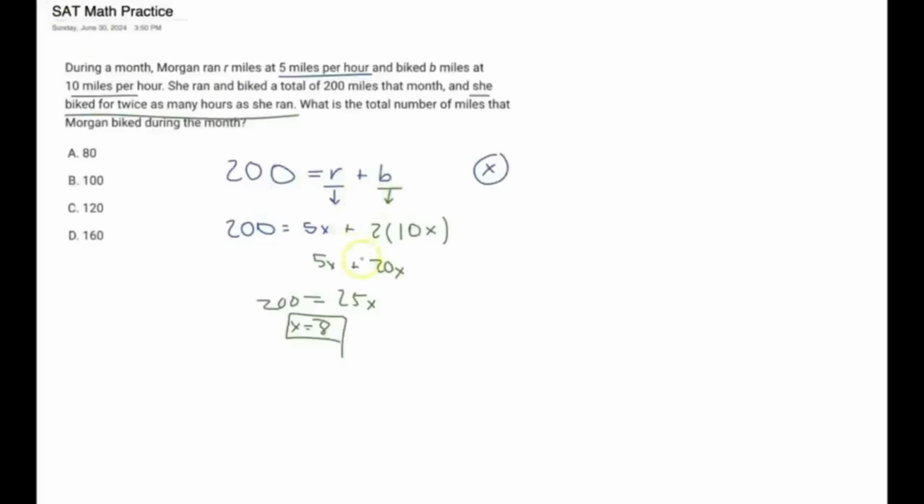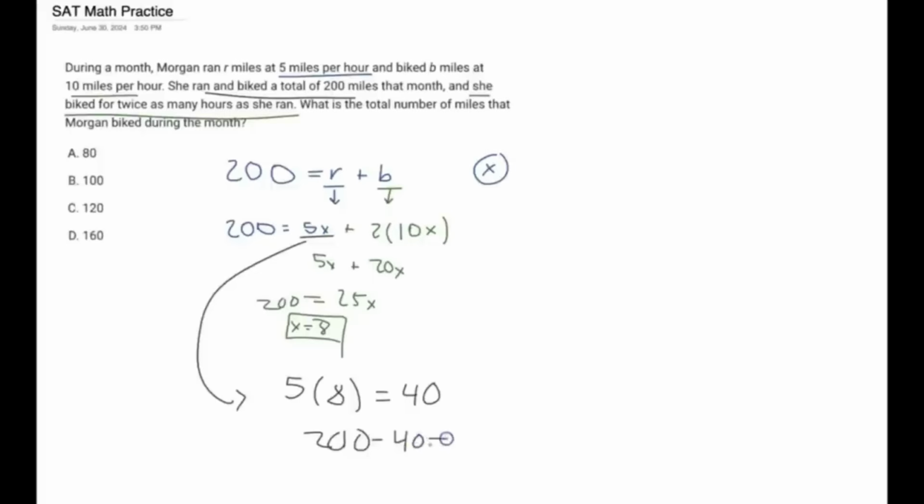Now, why? Well, because we can plug this back into the 5x here. So we know that she runs 5 miles per hour. So if she's doing x activity for 8 hours, that's going to give us 8 times 5, so that's 40 miles. And we know in total, she ran and biked a total of 200 miles. And so 200 minus 40 is 160 miles. And so that is our final answer.